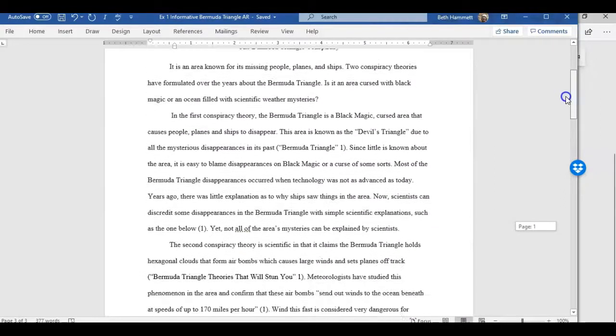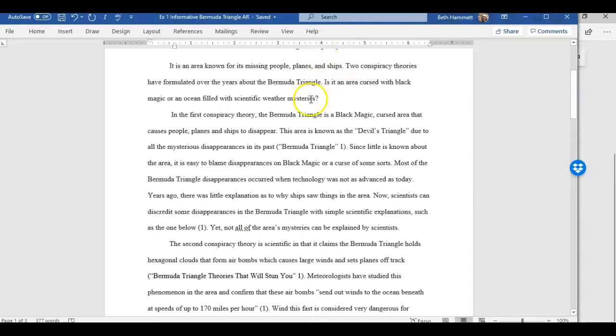All right. You're going to notice this little short 3-sentence intro here. It is an area known for its missing people, planes, and ships. 2 conspiracy theories have formulated over the years about the Bermuda Triangle. Is it an area cursed with black magic or an ocean filled with scientific weather mysteries? These are my 2 areas I'm going to be talking about, black magic and scientific weather mysteries. I'm going to pull those down in the same order they are right here in the sentence. And you could simply say, you know, there are 2 conspiracy theories about the Bermuda Triangle.